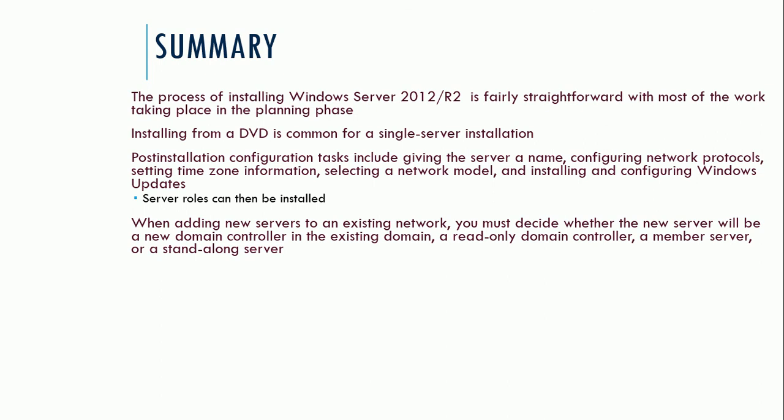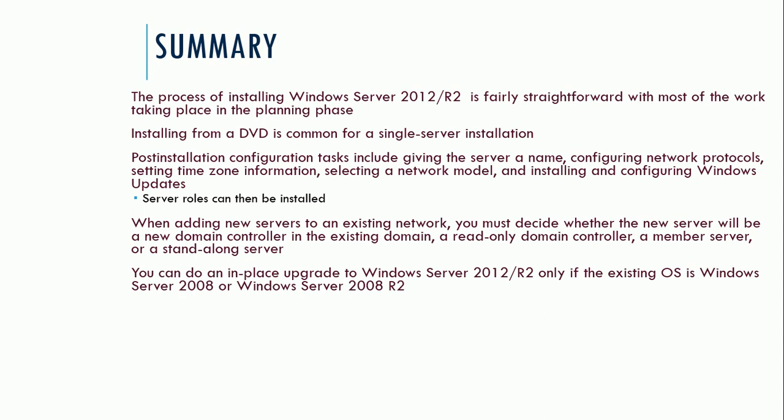We talked about when adding new servers to an existing network that you have to decide whether the new server is going to be a new domain controller on an existing domain, a read-only domain controller, a member server, or standalone and not connected to any domain whatsoever. You could do an in-place upgrade to Windows Server 2012 only if the existing operating system is Server 2008 or 2008 R2. We talked about the upgrade paths, and then we talked about Windows Server Core being the default and recommended installation option. They only recommend not using Server Core in certain cases, which we talked about.